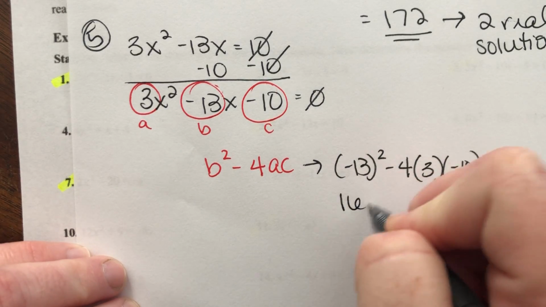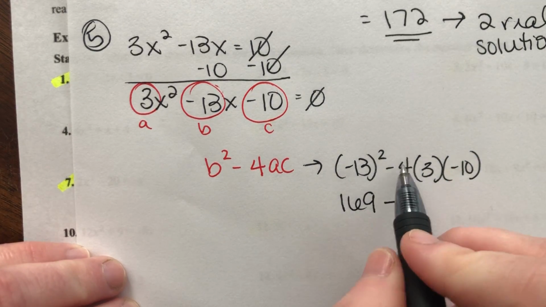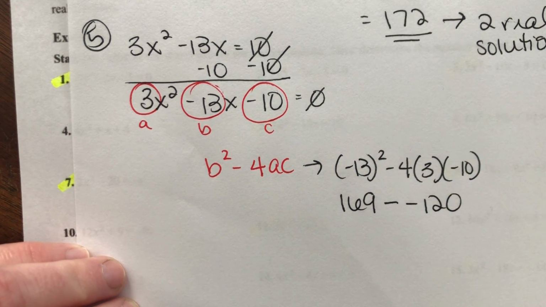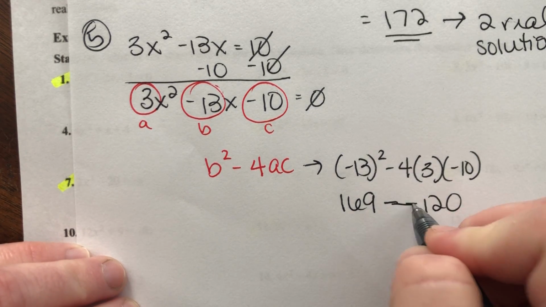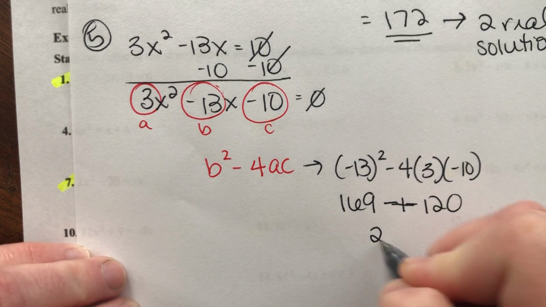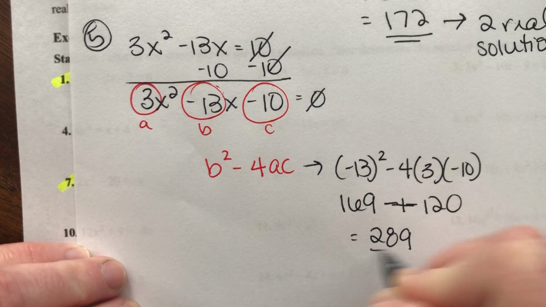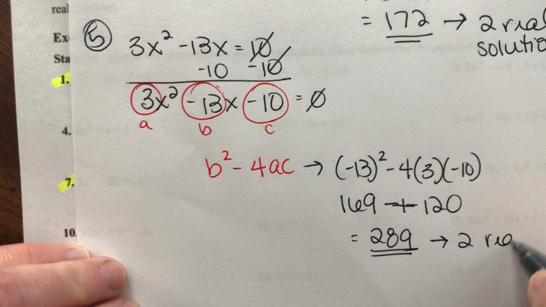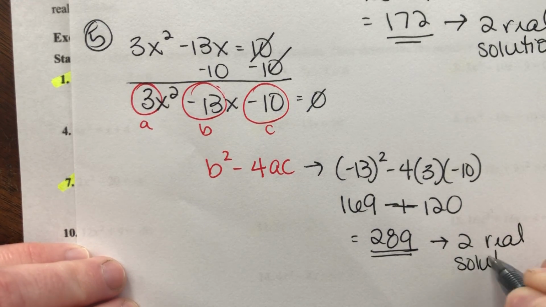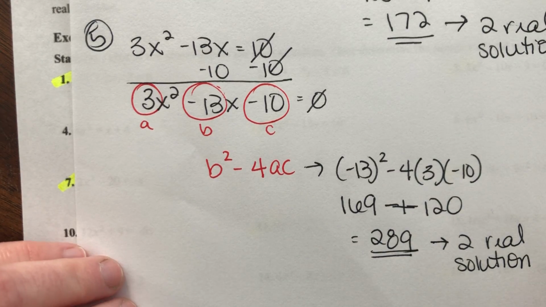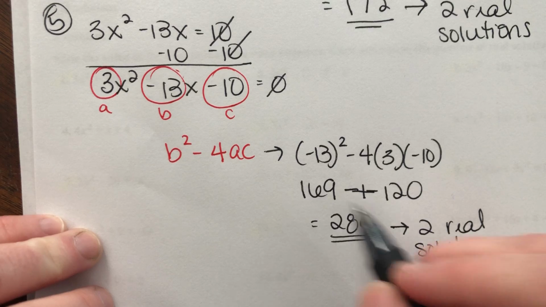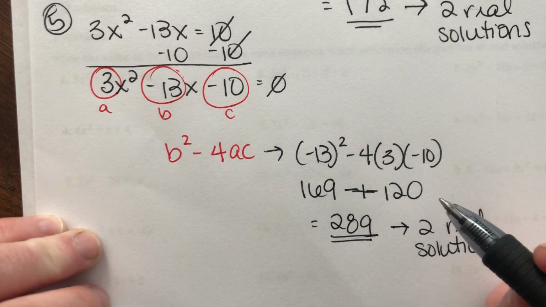Okay, so that's 169 minus 4 times 3 is 12. 12 times negative 10 is negative 120. A double negative becomes a positive, so this is going to be 289. Since it is a positive number, that means I'm going to have two solutions. Not none, not one, but two. And we kind of think that's the norm, right? As long as there's a positive number under the radical, we always get two solutions.